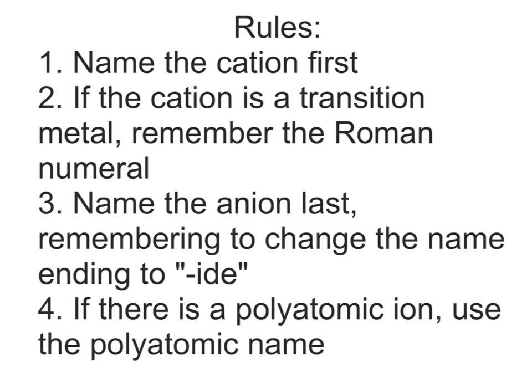You want to name the anion last, and you need to change the name ending of the element to -ide. So for example, instead of chlorine, it would be chloride. And if there is a polyatomic ion present, whether it's the cation or the anion, you just give it the name that polyatomic ion has, with no changes whatsoever. Let's look at some examples.